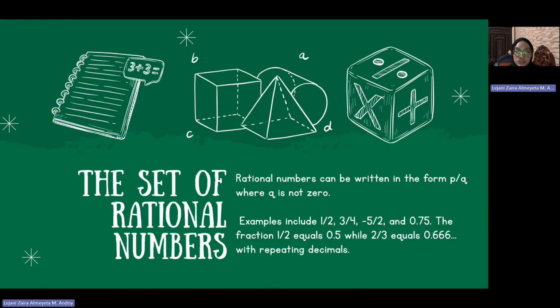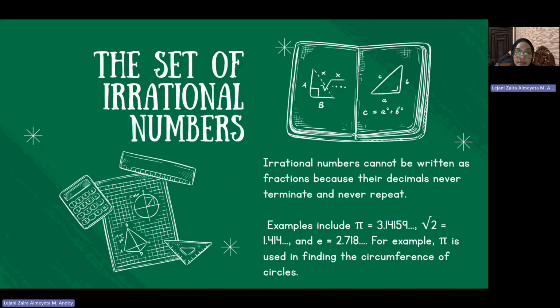Next is rational numbers. Rational numbers can be written as fractions, such as 1 half or 3 fourths. For example, 1 half equals 0.5. On the other hand, irrational numbers cannot be written as simple fractions. Examples include pi and the square root of 2. Pi, approximately 3.14, is used in solving problems involving circles.